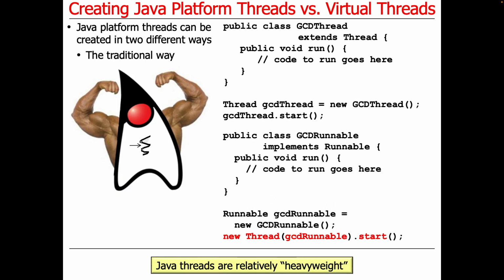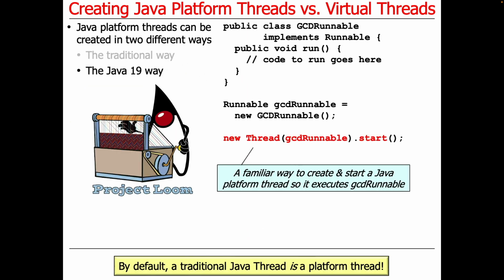The downside with these Java classic threads is they're relatively heavyweight. They take up all that address space. The Java 19 way of doing this initially is exactly like the way it was before. So you can use the old stuff if you want to. If you liked your old way of making platform threads, you can keep your old way of making platform threads. So by default, a traditional Java thread is a platform thread now.